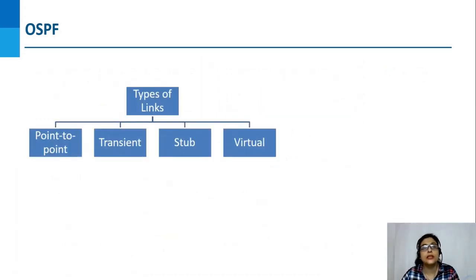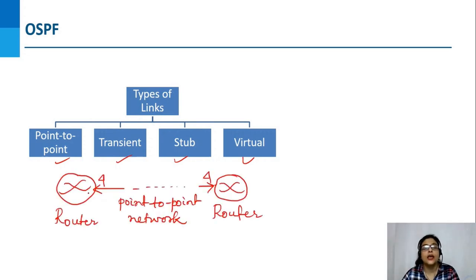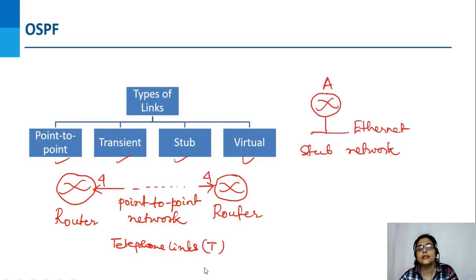There are various types of links that are possible in OSPF. We can have a point-to-point link, a transient link, a stub link, or a virtual link. This is an example of a point-to-point link where two routers are connected to each other and not to any other router. And the example is the telephone links, which are also known as the T-links. This is an example of a stub network or stub link where a single router is connected to a network. So this stub network can either be a source or a sink.